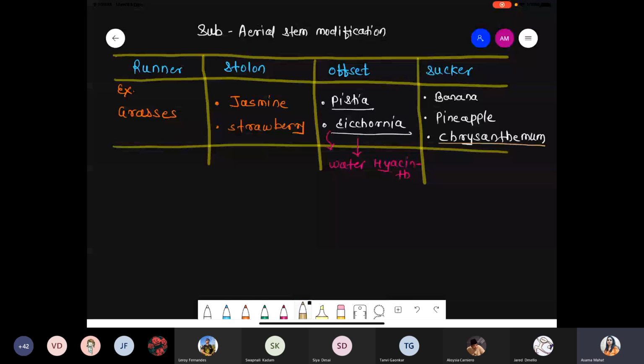Chalo. Next point, we are taking the diagrammatic representation. What is exactly the meaning of runner, stolen, offset, and sucker? Yeah. Should I start with the diagram? Should I continue?